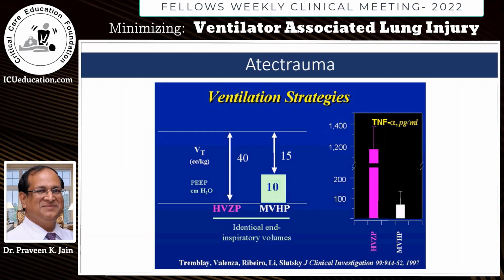Arthur Slutsky in 1997 showed that ventilating the lungs with zero PEEP can significantly increase the TNF-alpha levels, and the application of PEEP as low as 10 centimeters of water reduced the TNF-alpha levels from 1200 picograms per ml to below 100.